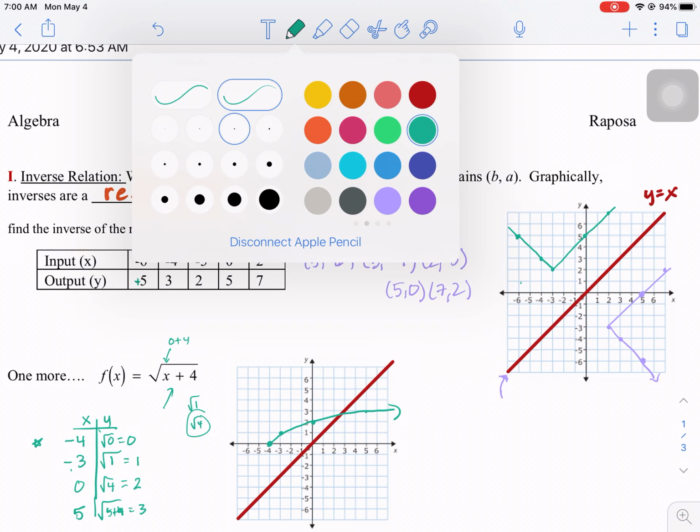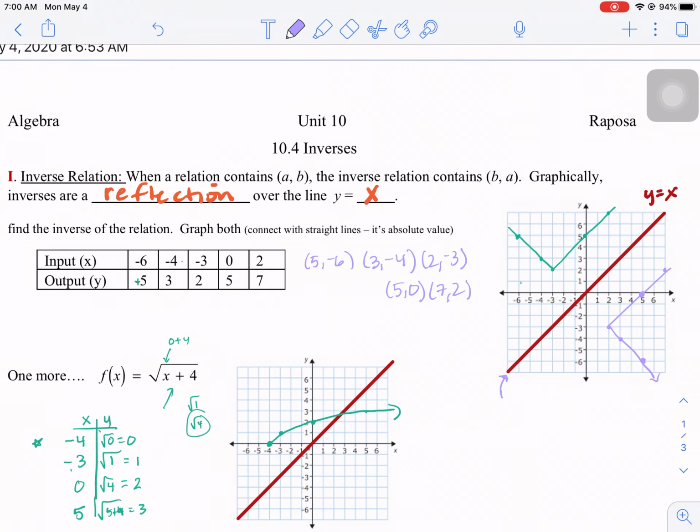So let's go get our purple. You know what to do. We're going to switch these points. So I'm going to write them over here on this side. Instead of writing (-4, 0), I'm going to write (0, -4). I'm going to write (1, -3), (2, 0), and (3, 5). If you need to, pause for a second and get these graphed, and let's see if they come out to be what we have here.